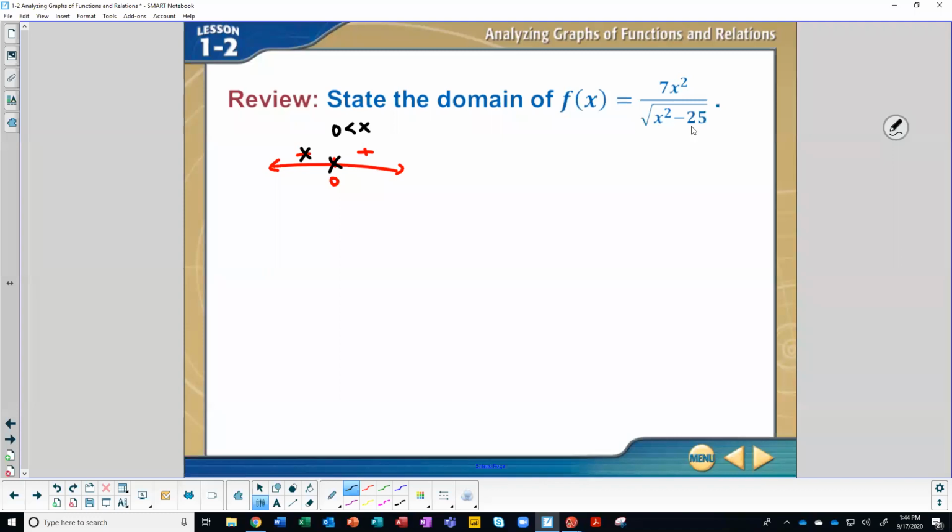And you're only dealing with the part that's dividing and in the square root. That's it. So I'd say x squared minus 25 must be greater than 0. And you do your algebra 1 again. What's the opposite of subtracting 25? Adding 25. And so we have x squared is greater than 25.